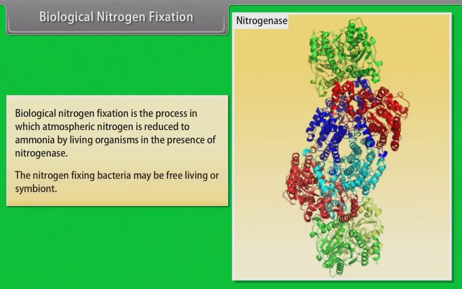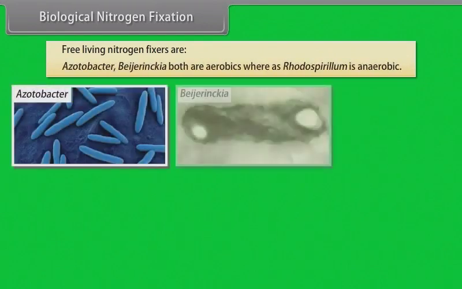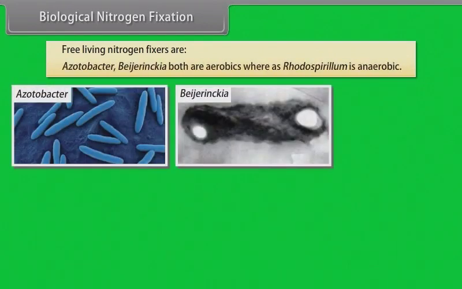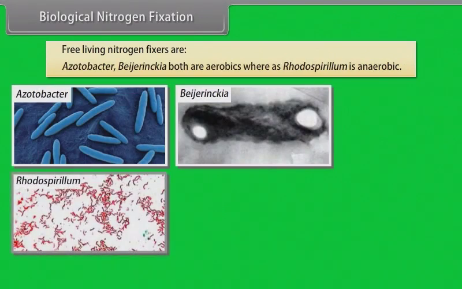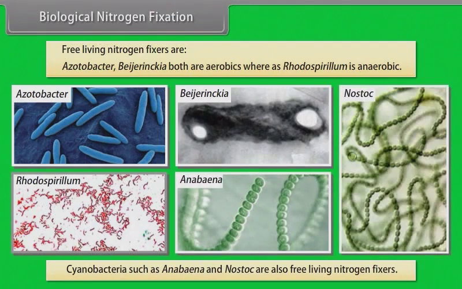The nitrogen-fixing bacteria may be free-living or symbiont. Free-living nitrogen fixers are Azotobacter and Beijerinckia, both aerobic, whereas Rhodospirillum is anaerobic. Cyanobacteria such as Anabaena and Nostoc are also free-living nitrogen fixers.